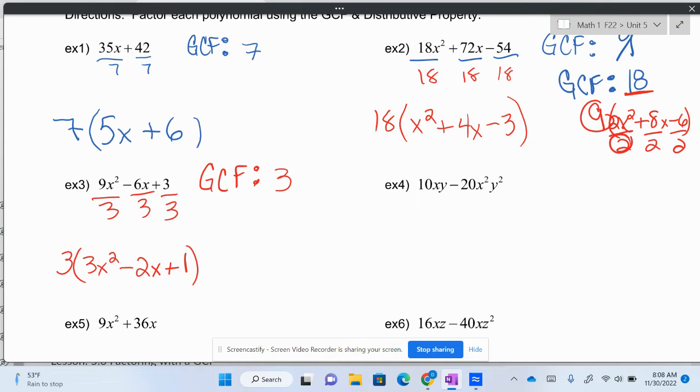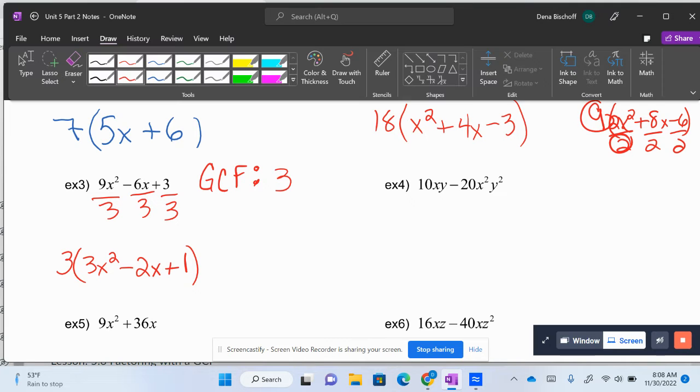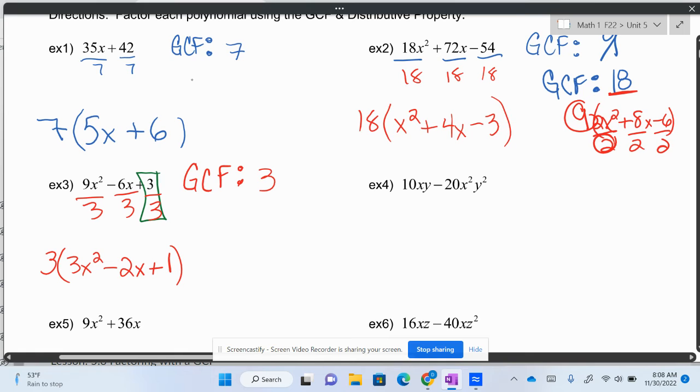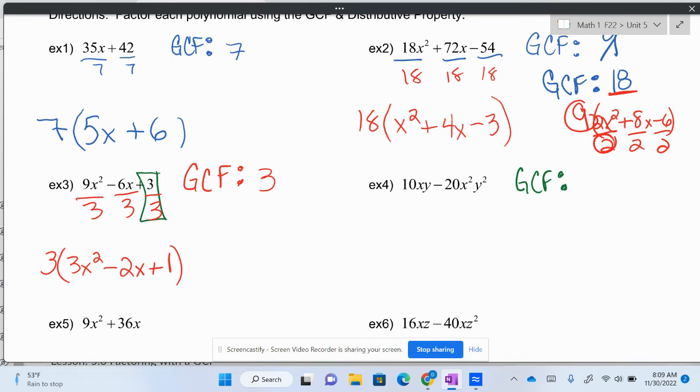Now, I would say probably the biggest mistake I see when we do stuff like this is this right here. I don't know why, but sometimes your brain tells you that 3 divided by 3 is 0 and you just leave it off. So watch for that. 3 divided by 3 is not 0, it's 1. So just pay attention to that. What about example number 4? What do you think the greatest common factor is? I heard something. Say it loud, proud. 10.